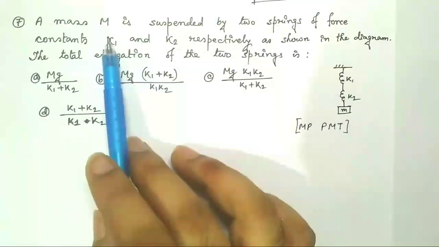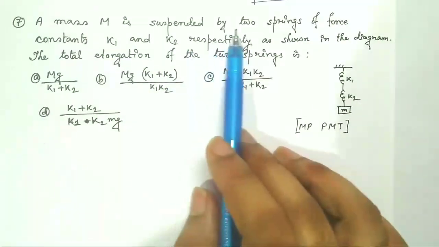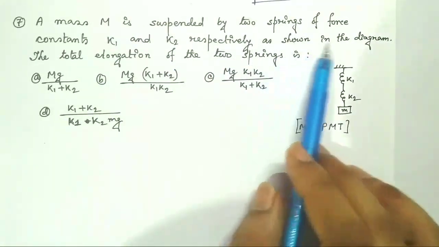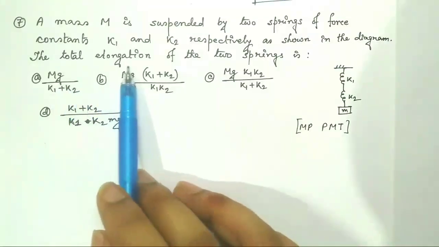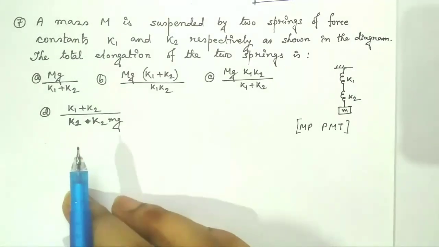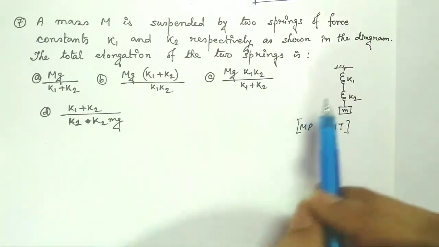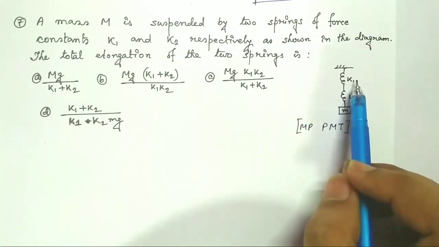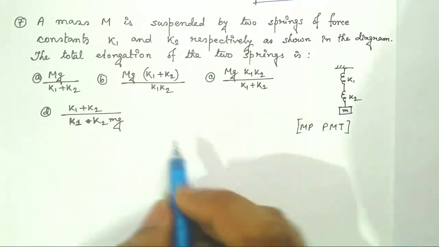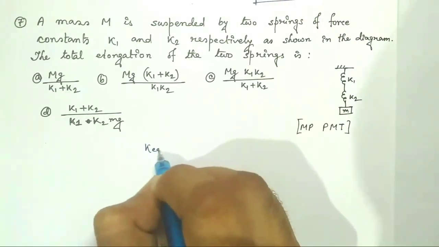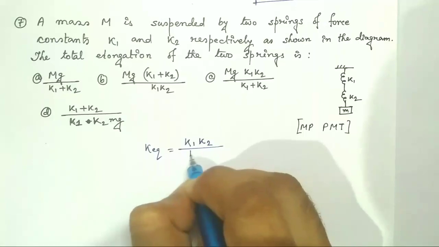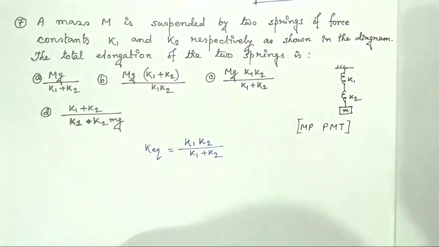Question number 7. A mass of capital M is suspended by two springs of force constant K1 and K2 respectively. As shown in the figure, the total elongation of these two springs will be. What will be the total elongation? Now, these two springs of spring constants K1 and K2 are in series combination. So, in series combination, the equivalent force constant will be, we know, K1 K2 divided by K1 plus K2.